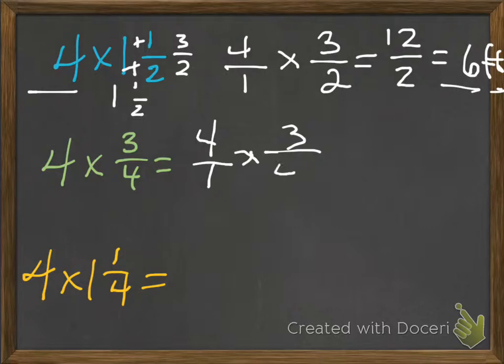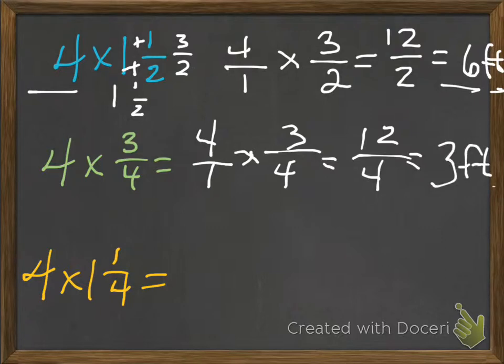4 times 3 is 12, and then 1 times 4 is 4. Okay, 12 divided by 4 is 3. So now instead of a 4-foot-long scarf, her scarf is 3 feet long. When we multiplied times a fraction, our answer was less than what we started with. Let's see what happens again when we multiply times a mixed number.